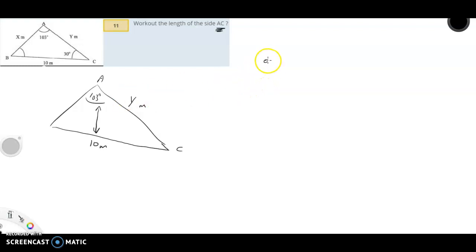And it's going to look like this: a over sine A equals b over sine B. Right? The big letters are the angles. The small letters are the sides. So in our case, we know side a is 10 meters, and the opposite angle is 103, so that's sine 103 degrees there.